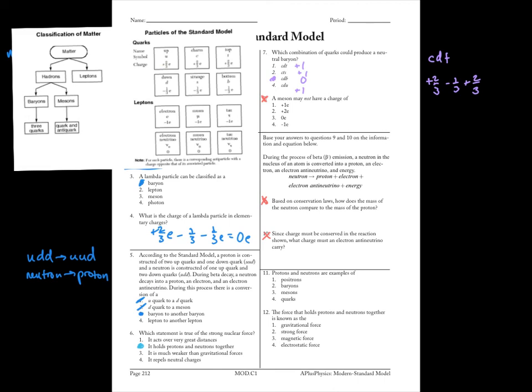All right, so we got number 7 out of the way, and now we're down to our final 2 questions. Number 11. Protons and neutrons are examples of baryons. Beating a dead horse right here. Number 12. The force that holds protons and neutrons together is known as what? The strong force. Okay. Key thing, strong force is what holds the protons and neutrons together.